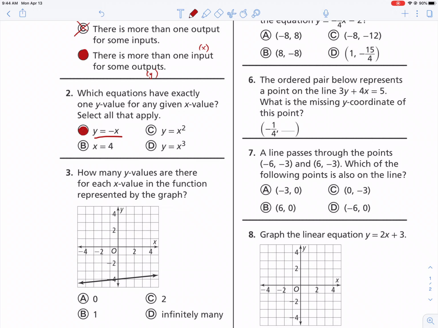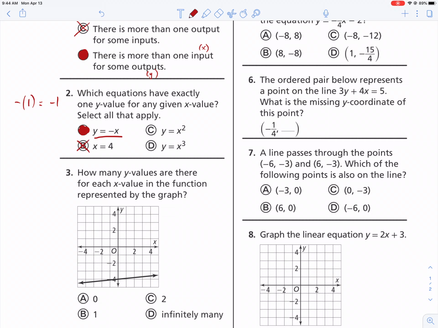So say we pick the same value. Let's say we pick the number 1. So if I plug in for my first equation, I plug in a 1, I'm going to end up with a -1 for my y. If I look at B, well, I can plug in a 1, but then it would say 1 equals 4, and that's not going to give me a y value. So we're not going to select B in that case.